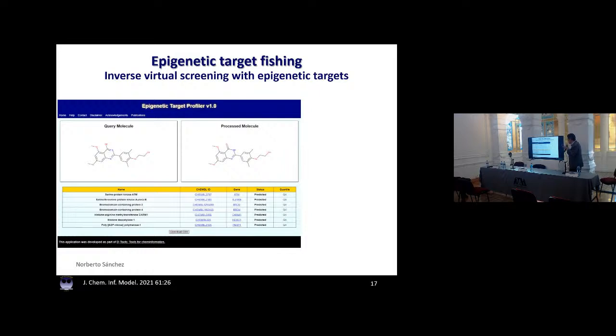The table contains, in the last column, a quartile. This goes from quartile 1 to quartile 4. And this is just a rough measure of the confidence in the prediction. All the details are published in the reference. But basically, what the quartile means is how similar the query molecule is to the chemical structures that are stored in ChEMBL. So, of course, if a compound is quite dissimilar, it's not going to be predicted anything. So it's just very, very basic.